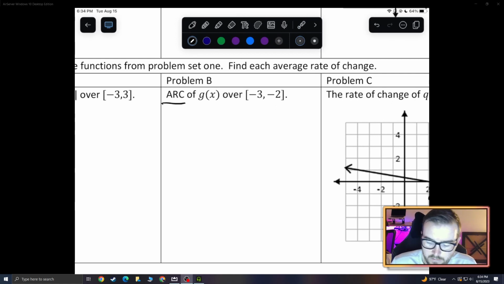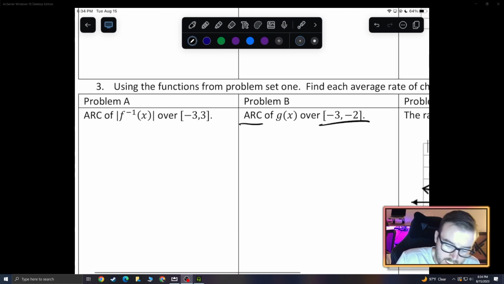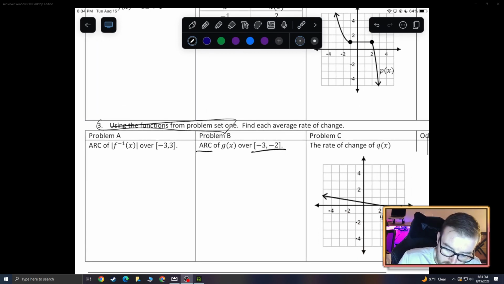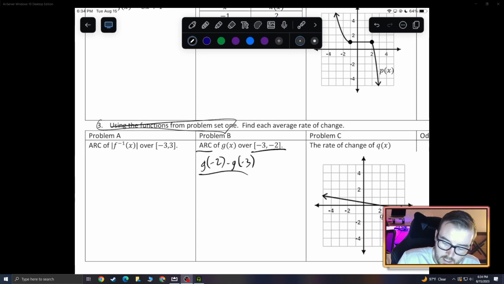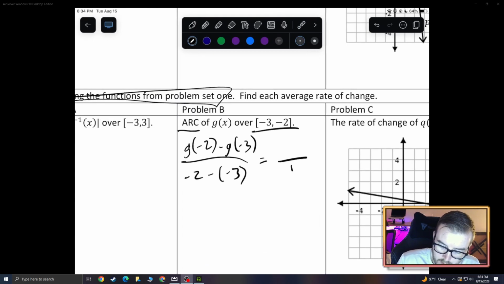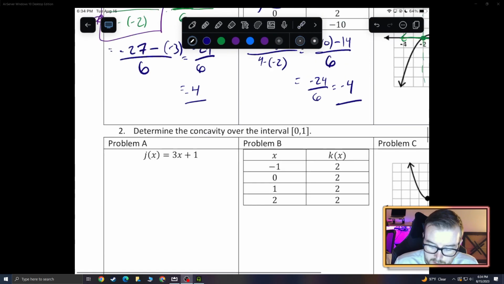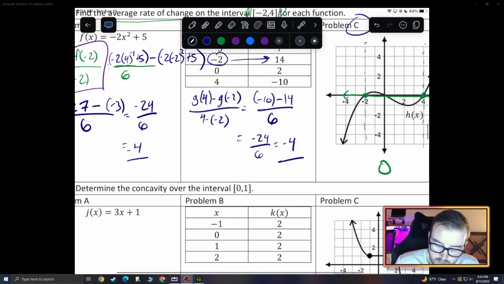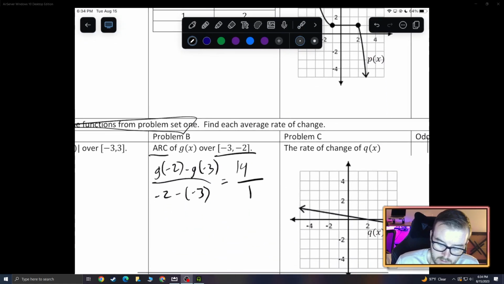So what is the average rate of change of g of x over -3 to -2? The beginning part of the thing says to use the problems from set 1. So look back up at the top and ask yourself, what is g of -2 minus g of -3 all over -2 minus -3? -2 plus 3 is positive 1. G of -2, we're going to need to look back up at the table. G of -2 is still 14. And g of -3 is 7.